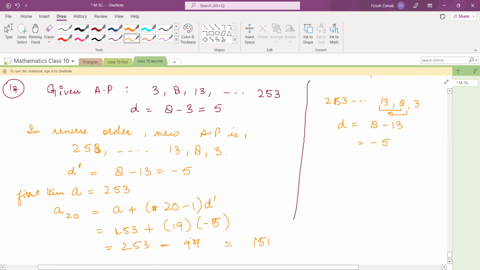5 into 9 is how much? 45, then carry 4. Yes, it is 95. So 13 minus 5 is 8, and then you have 14 minus 9, that will be 5. Yes, 158. Sorry.